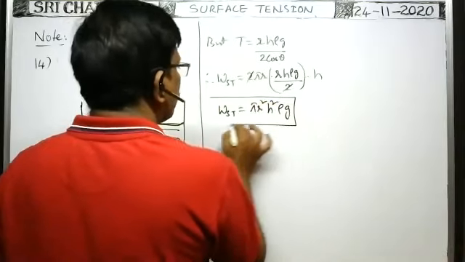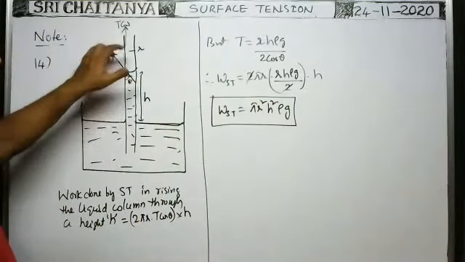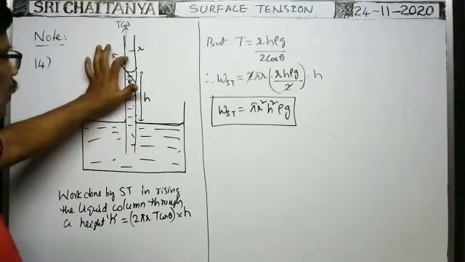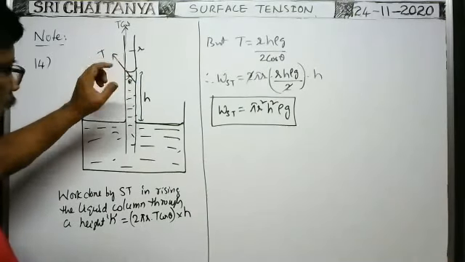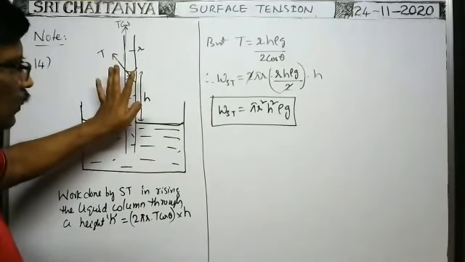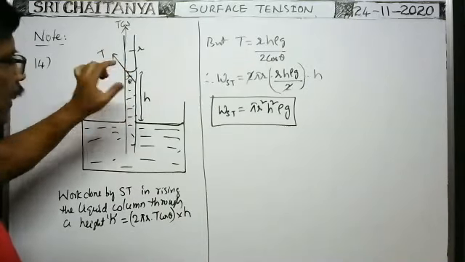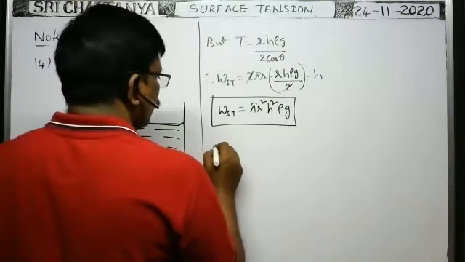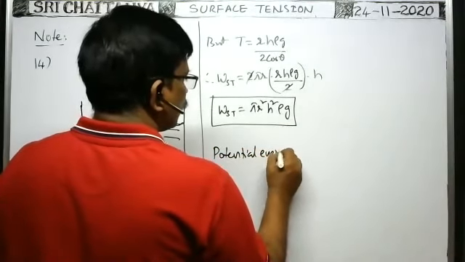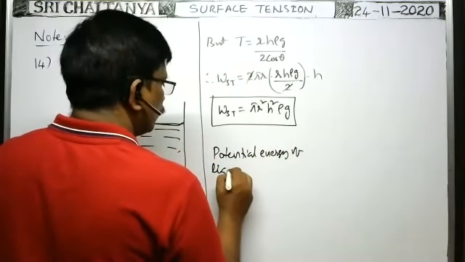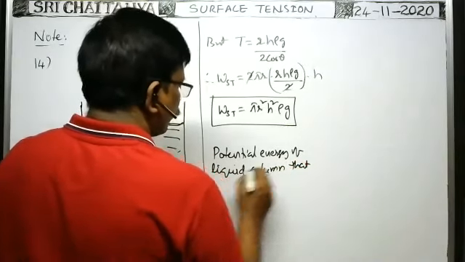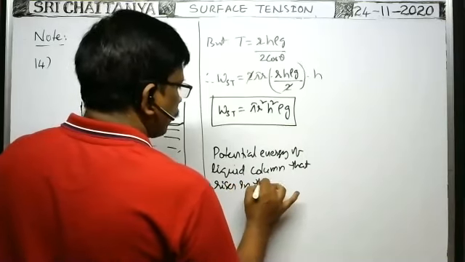This is the work done by surface tension on the liquid column in raising the liquid column through a height small h. This is also important. Whenever work is done by the surface tension on the liquid column in raising it through a height h, it must be stored in the form of potential energy. Do you know what the potential energy of the liquid column that rises in the capillary tube is? First, you find that also. Potential energy of the liquid column that rises in the capillary tube.